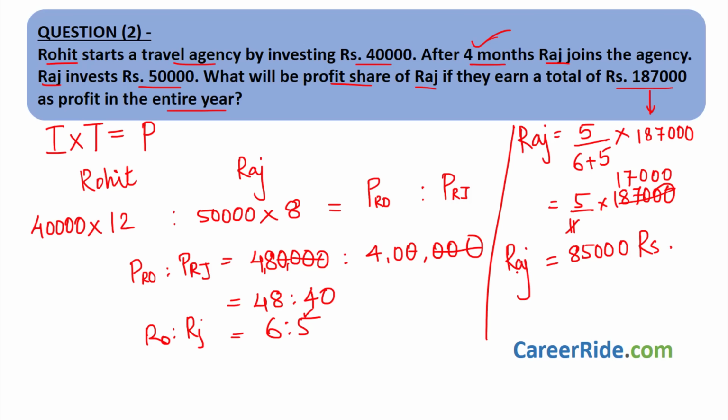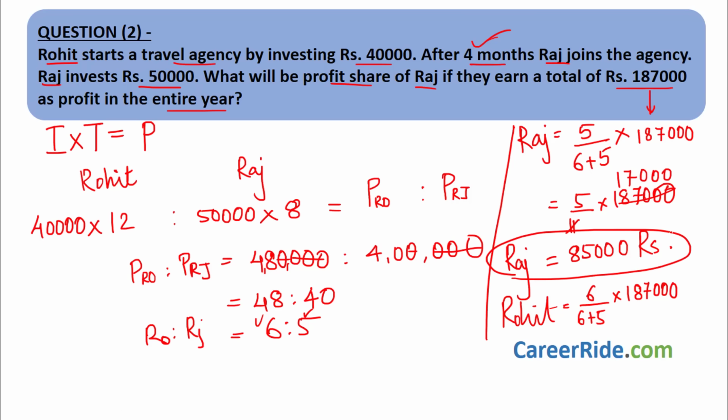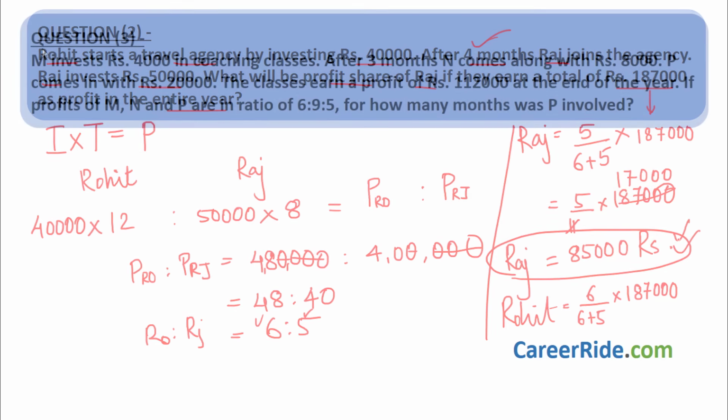Now if they also ask what is the share of Rohit, you can subtract 85,000 out of 1,87,000. Or the other way around, you have the ratio for Rohit, 6, so you can even have 6 upon 6 plus 5 into 1,87,000 and find the answer. But right now what we need is the share of Raj. So this is the answer.